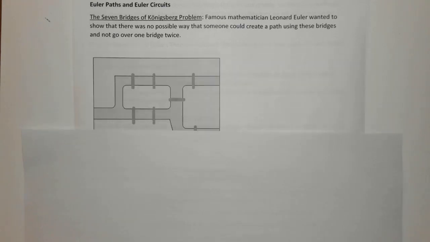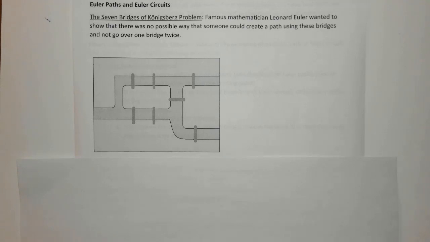All right, let's talk about Euler paths and Euler circuits. So we begin with the 7 bridges of Königsberg problem. So famous mathematician Leonhard Euler wanted to show that there was no possible way that someone could create a path using these bridges and not go over the same bridge twice. All right, so here's what we mean.